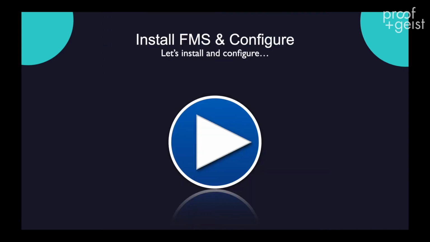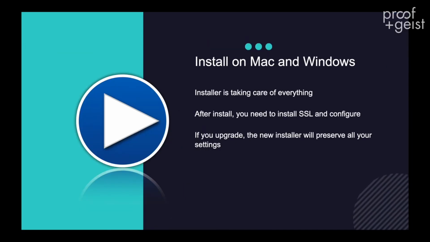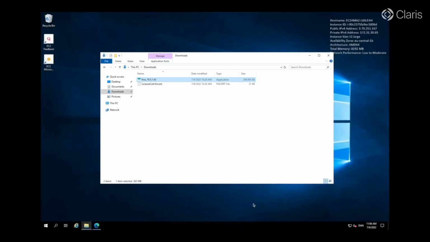So let's install and configure the FileMaker Server. When we install on Mac and Windows, the installer basically takes care of everything. But after the install, you need to install the SSL and configure your server. And just as a side note, if you upgrade your server instance, the new installer will preserve all your settings, which wasn't the case in the past.